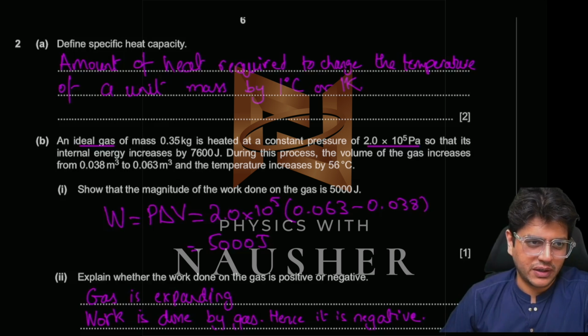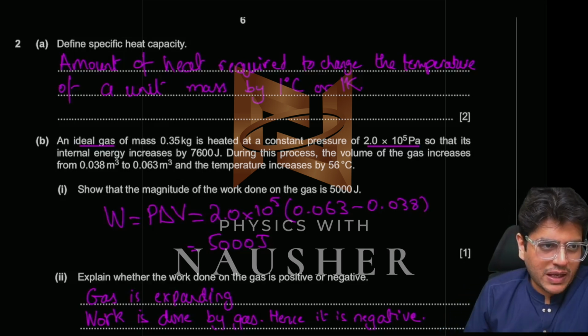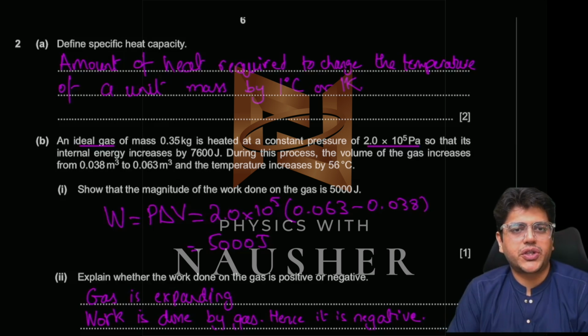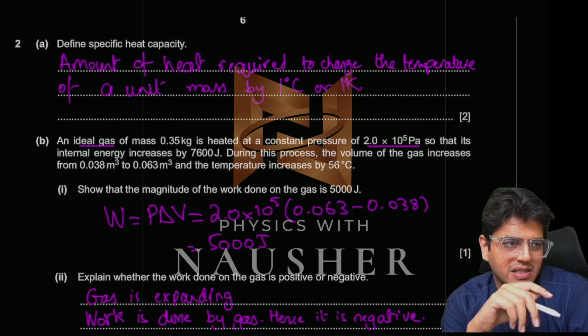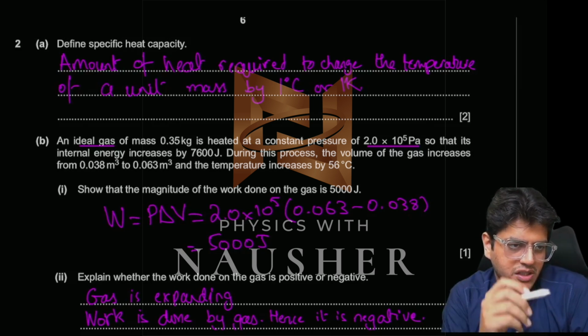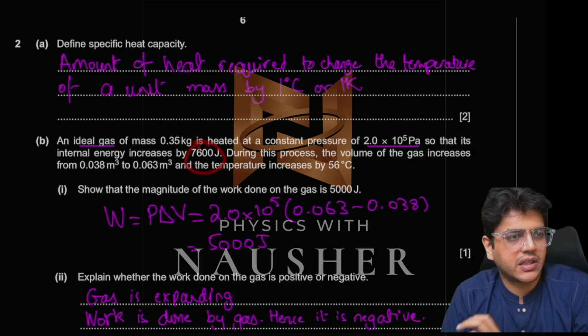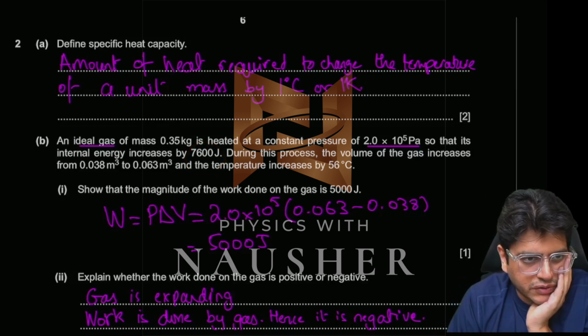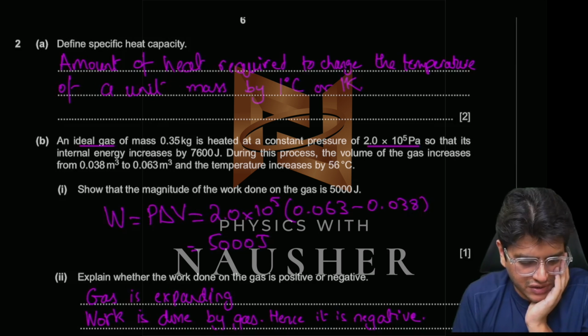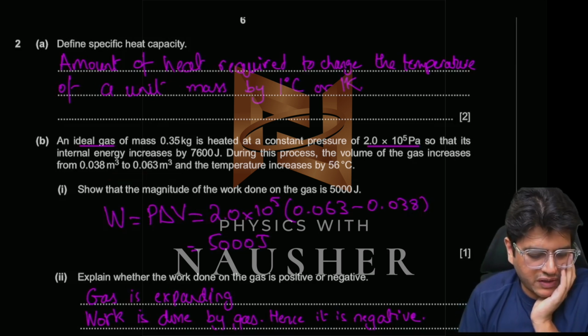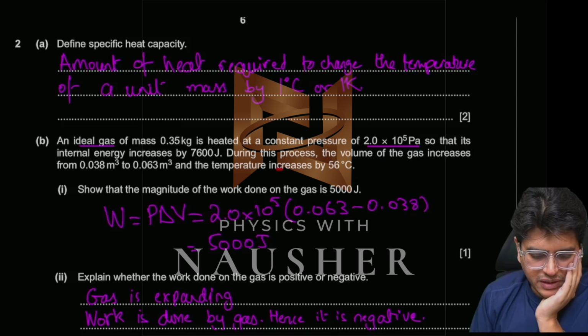you always say to change the temperature of a unit mass by 1 degree Celsius or 1 Kelvin. An ideal gas of mass 0.35 kg is heated at a constant pressure, so that its internal energy increases by 7,600 joules. Interesting, so somewhere laws of thermodynamics. During this process, the volume of the gas increases from 0.038 to 0.063, and the temperature increases by this.